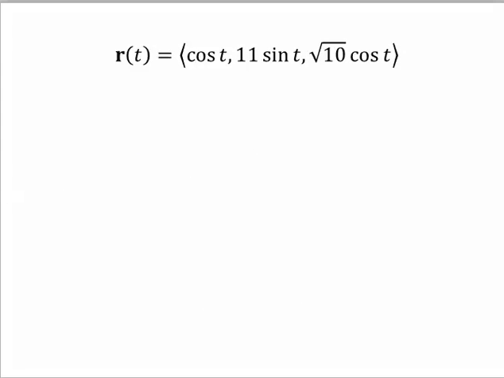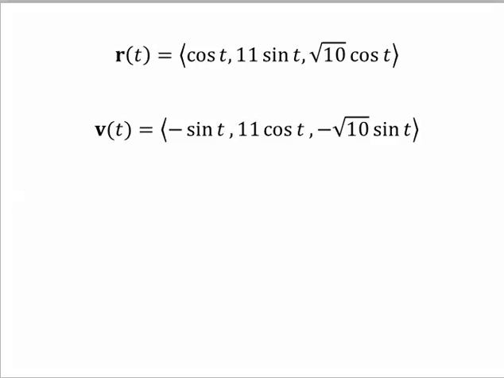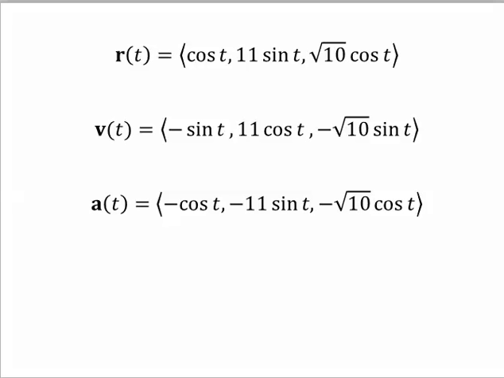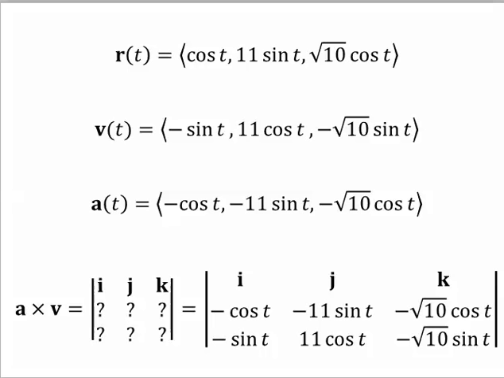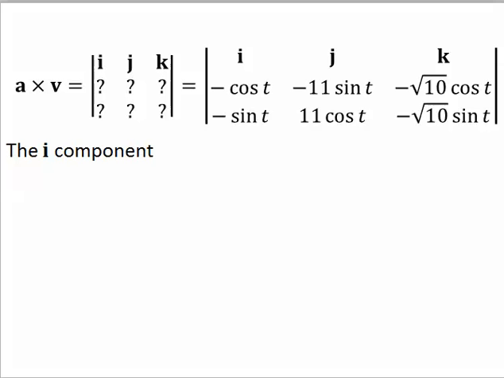Starting with the position vector, I then find velocity, acceleration, and then I set up the cross product. After setting up the cross product, I go ahead and find the cross product.